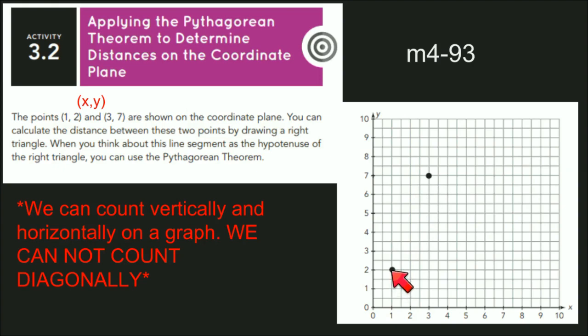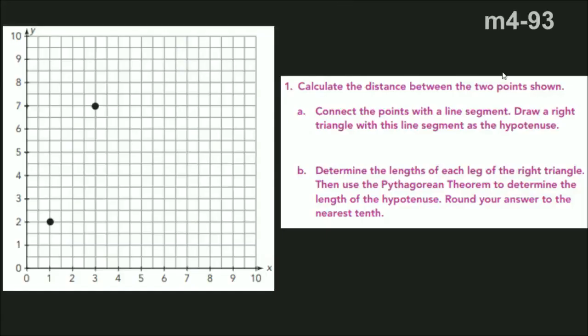So you're going to be able to count up, count over, just can't count diagonally. Okay, so now that you've written that down, let's actually do this problem. All right, so we've got our graph here, and let's look at the directions real fast so we know everything they want us to do.